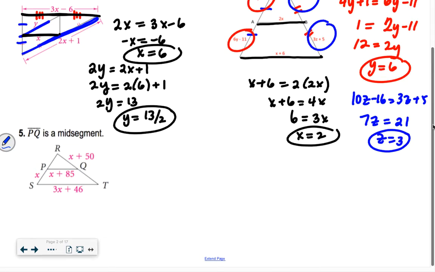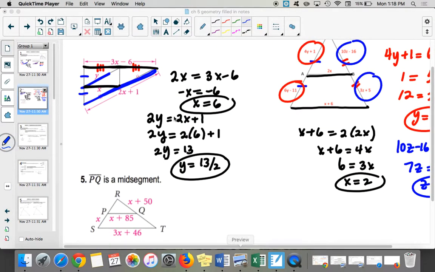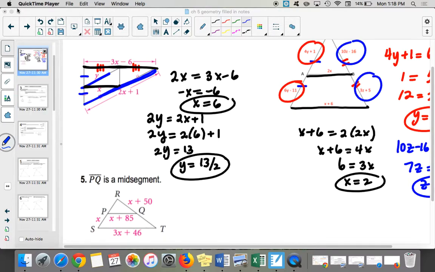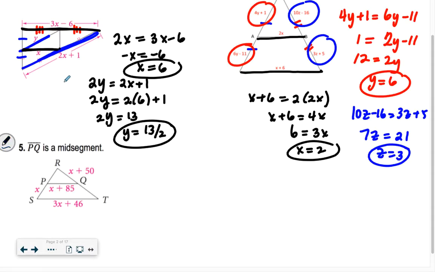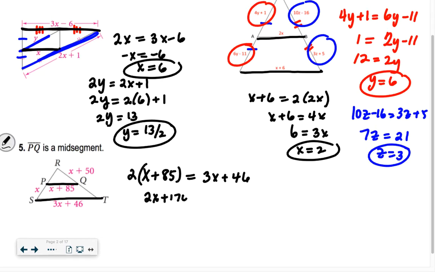It says PQ is a midsegment. So I want you to solve for x. Okay, so on this one, you should have set your x plus 85. If you double that, you end up getting the 3x plus 46. Why? Because we knew that PQ was a midsegment, so it has to be half the length of the side across from it, or the side next to it. So we get 2x plus 170 equals 3x plus 46. So when you subtract 170, you get 126 equals x.